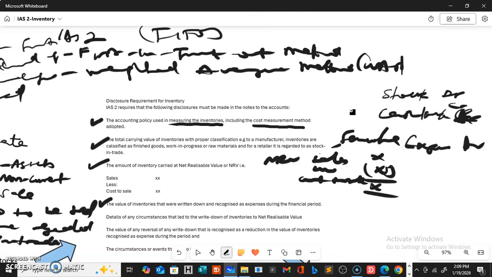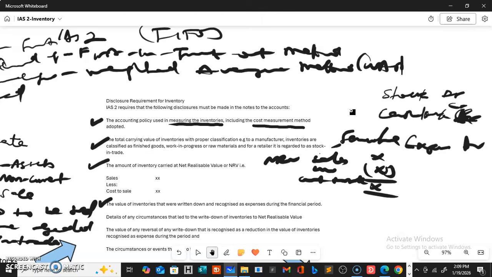So any item of expense that led to you writing down the value, and when we say writing down, we are reducing the value of that asset, which is an expense, you have to recognize this in the financial period in your accounts, in the notes.